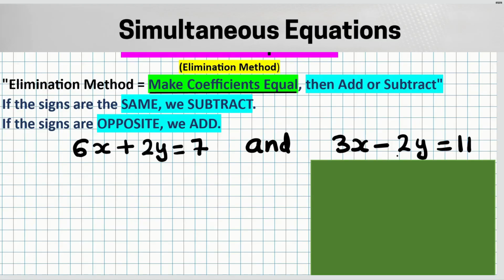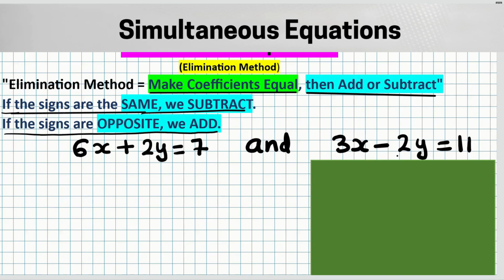What is the next step I have highlighted with blue? You can see. Then add or subtract. Why do we add or subtract? When we have to add or subtract, you can see here, if the signs are same, we subtract. If the signs are opposite, we add. Fine, students. And this we do to eliminate one of the variables and work with the linear equation.